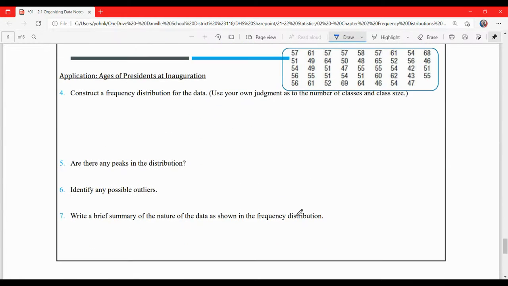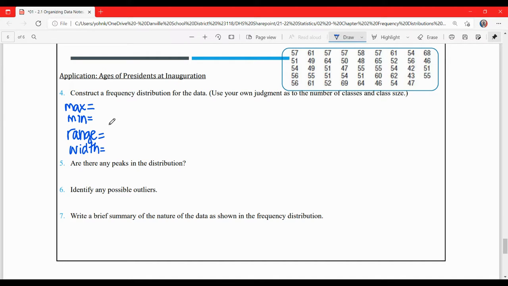All right, and then this slide asks us to construct a frequency distribution for the data. Use your own judgment as to the number of classes and class size. So let's see, we need to find the maximum value, the minimum value, the range, and then the width.